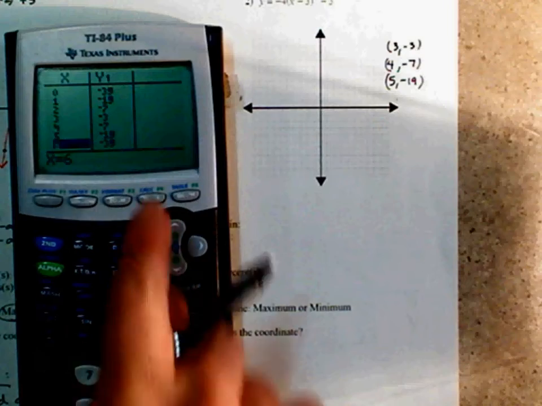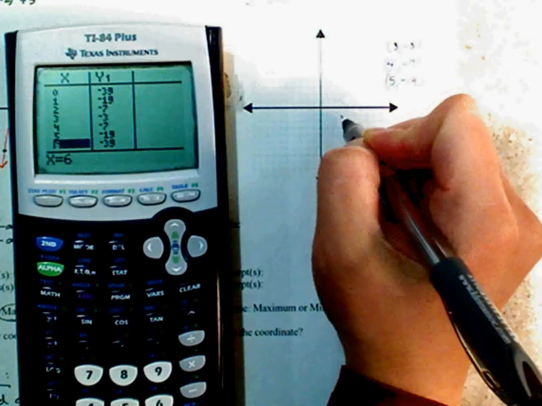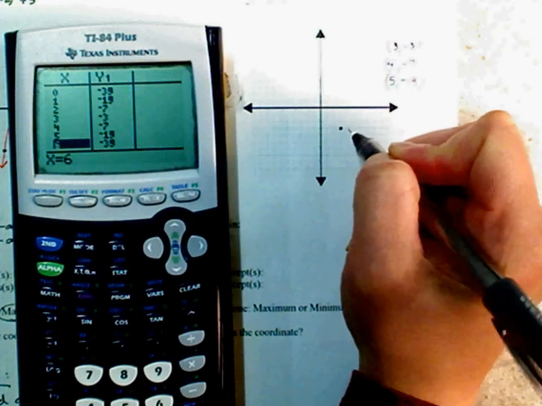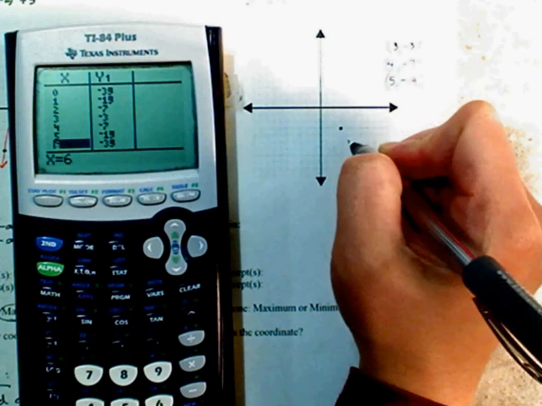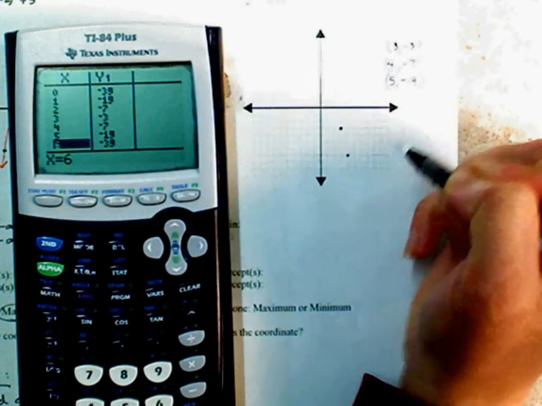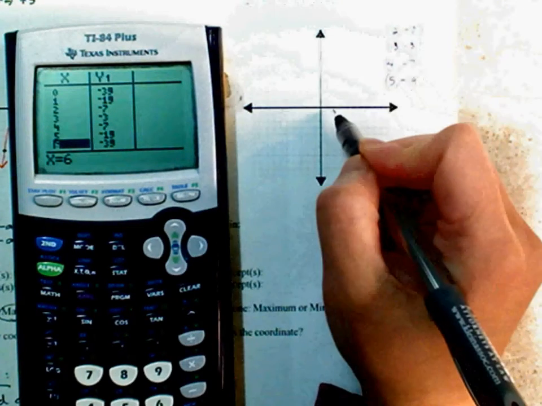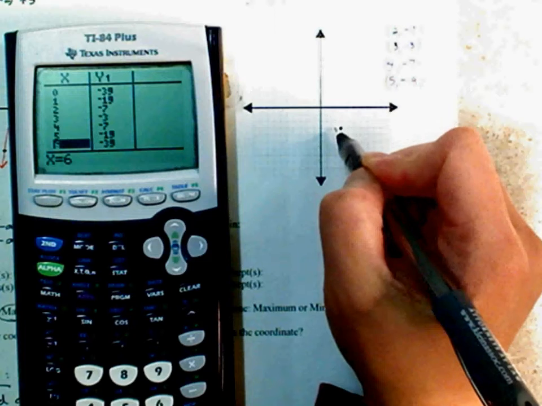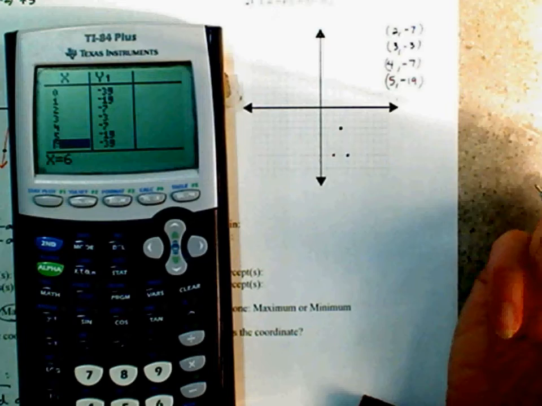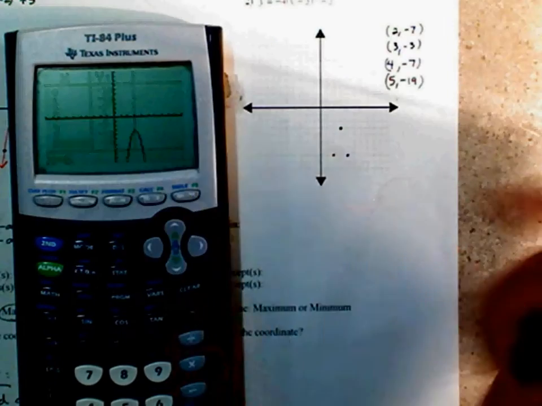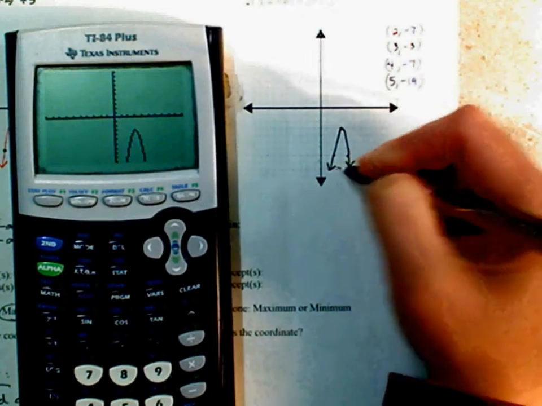Now I'm going to plot these points. 1, 2, 3. 1, 2, 3, 4. 1, 2, 3, 4, 5, 6, 7. Okay? So I might want to try 2 and -7 also. You guys see kind of an idea what the graph looks like? Go to that if you need to and plot your points. And that's what my graph looks like. Okay?